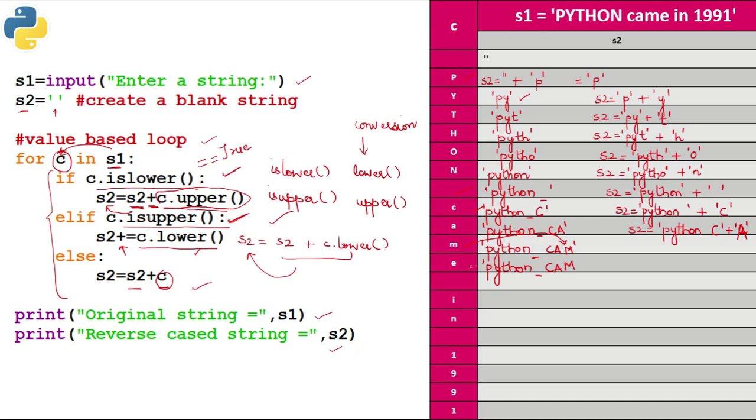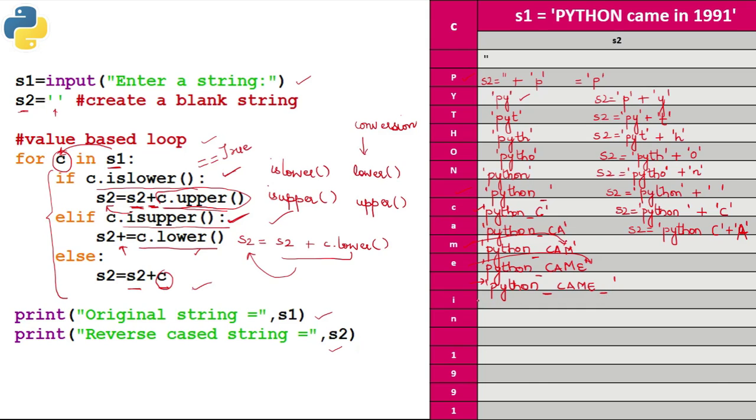Added to it will be the uppercase equivalent of E, like this, K. Till here we have converted. Now for space, none of the conditions will be true. So what is the else part going to do? It is simply going to add the space character as it is to the S2 string. So my string is now going to look like this.